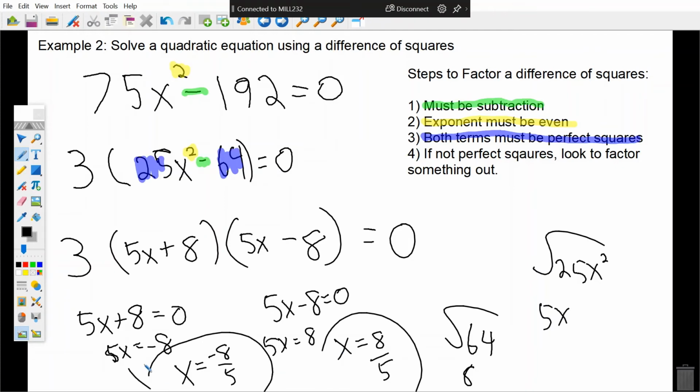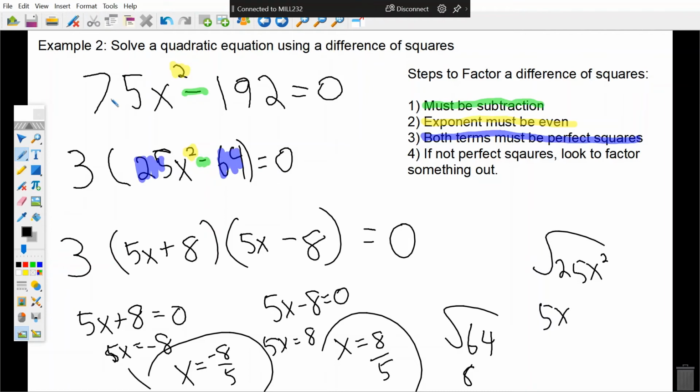And that is our answer. Those would be our x-intercepts, or our roots of this equation, okay? So anytime you have 2 terms, it's possible it could be factored using a difference of squares.